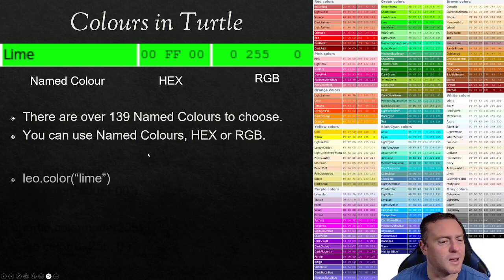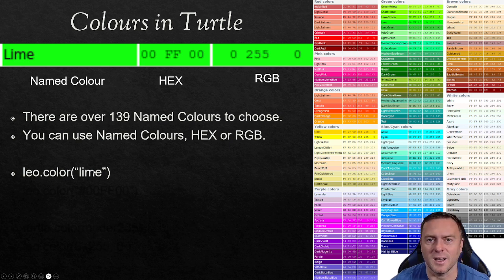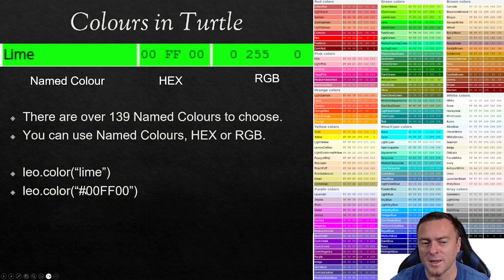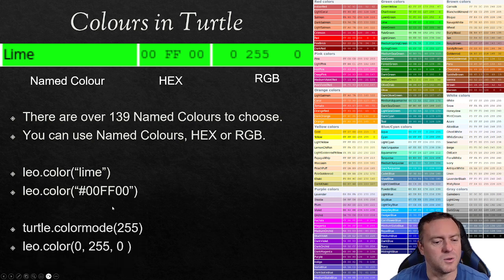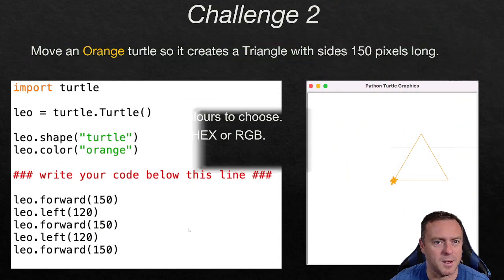Now the way that you do that is what we've done here. You just literally go leo.color, and then you can change the color around to whatever you would like. You can also use the hex code by putting a hash out the front inside the quotation marks, which will then not make it a comment, but actually make it a color. You can also use the color mode, but you will need to change it first. By going turtle.colormode(255), and then leo.color(0, 255, 0) would then set it to that color.